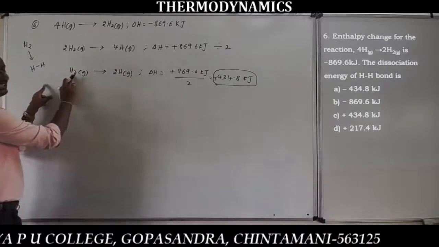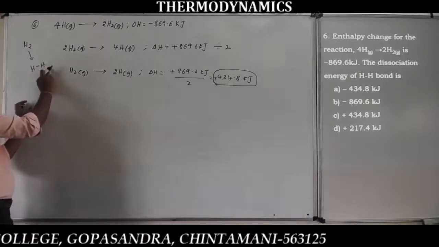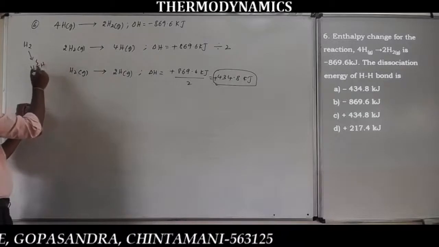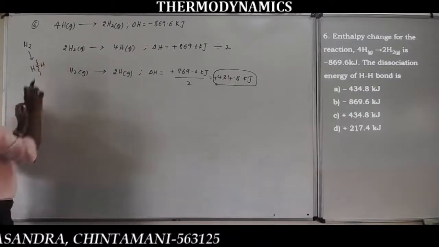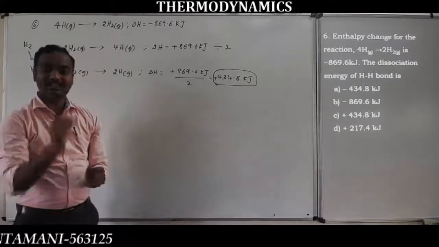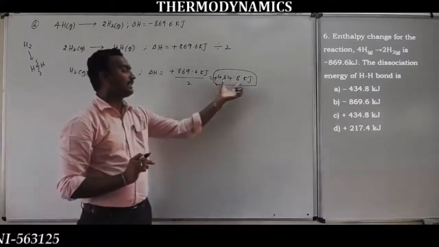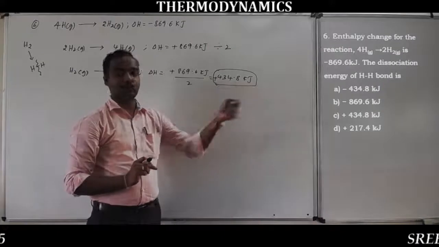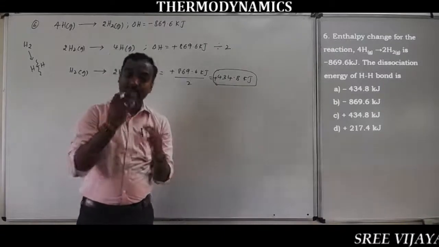H2 dissociating, H2 is nothing but H bond H. So for the H bond to dissociate, how much energy is required? That energy is called dissociation energy. That energy is 434.8 kilojoule. It must be plus, because energy is required.